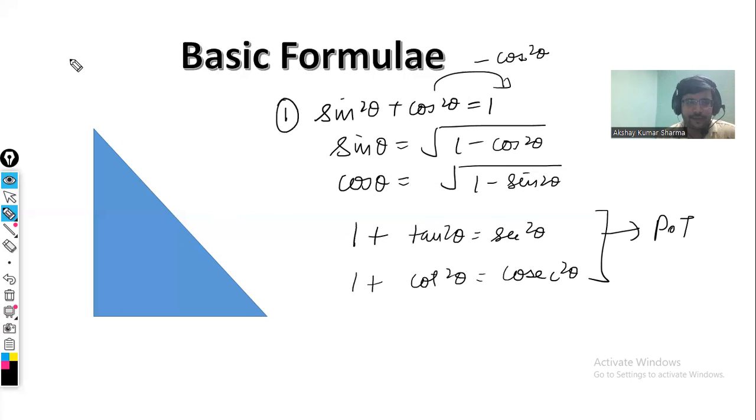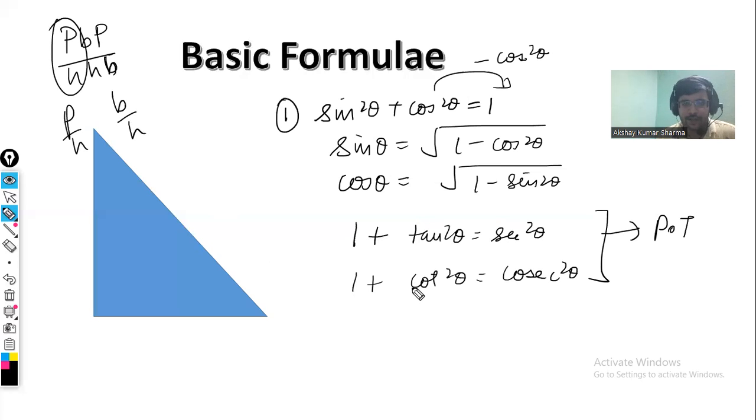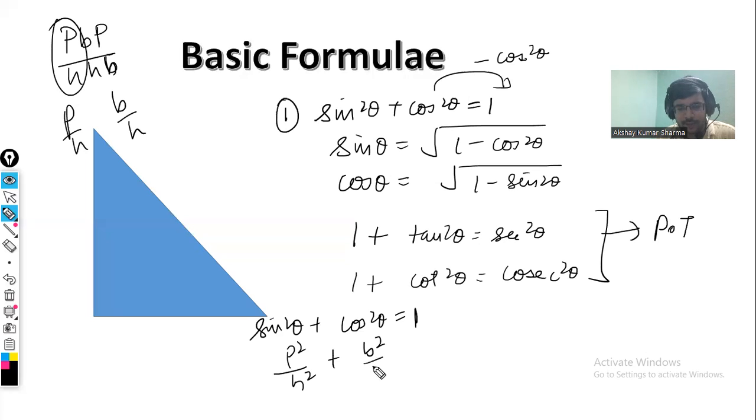So what is sine theta? Just write that formula now. The sine is nothing but p by h. And what is cos? The cos is nothing but b by h. So the first one is sine squared theta plus cos squared theta equals 1. We know that. So sine squared theta is p squared over h squared, and cos squared theta is b squared over h squared. Let's take the LCM, which is h squared, so p squared plus b squared. Now, can you remember what p squared plus b squared is?